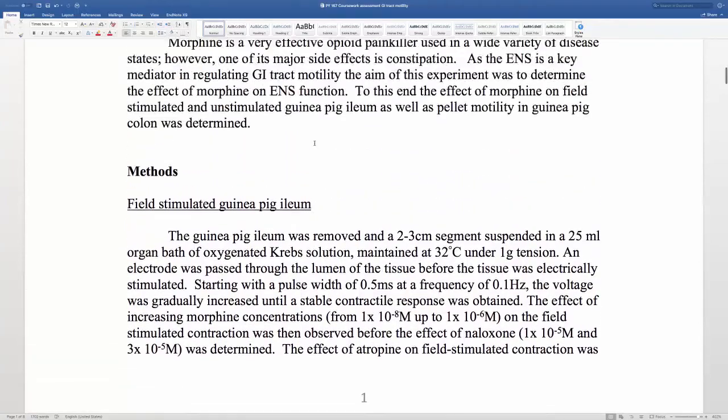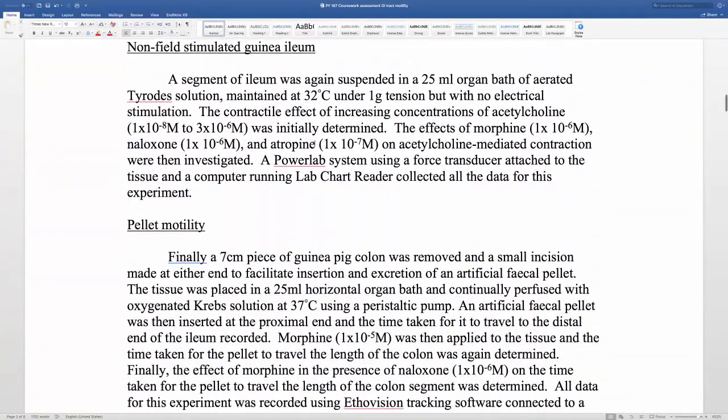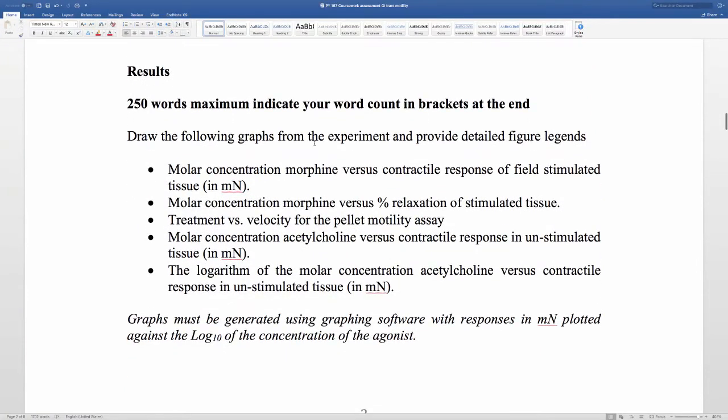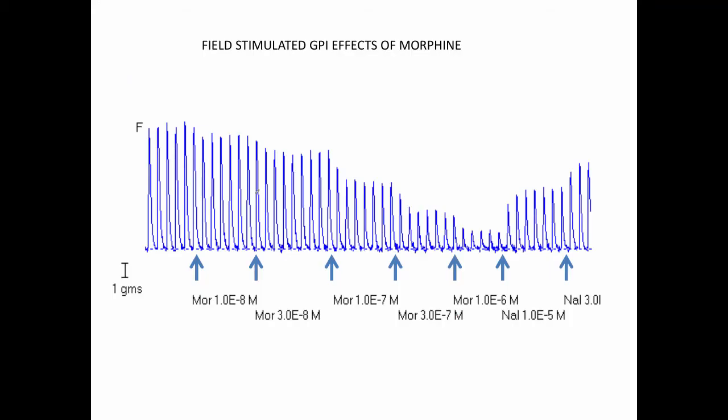Okay, so the first thing we'll do is look at the data from the field stimulated contraction, and we will have a look at how you go about collecting the data from that and what sort of graphs we want from that. So how do you get your data from the actual trace that you have?